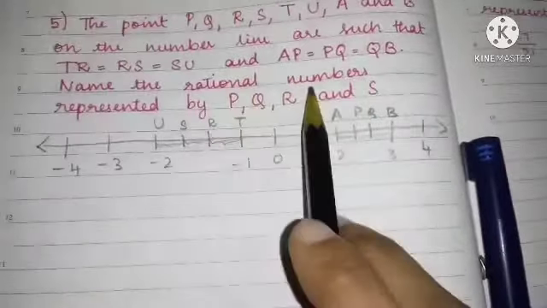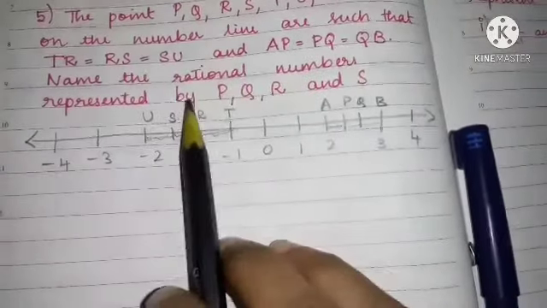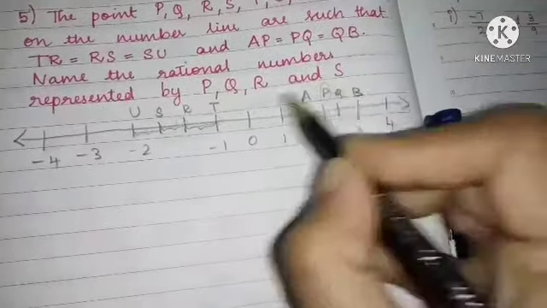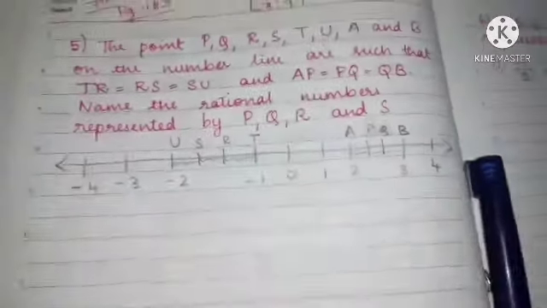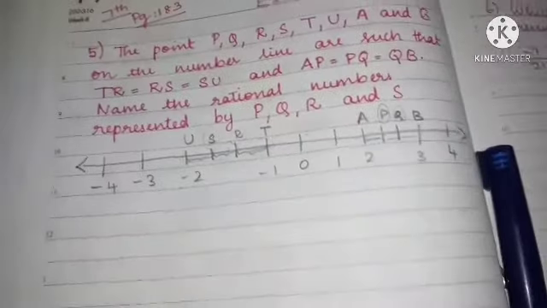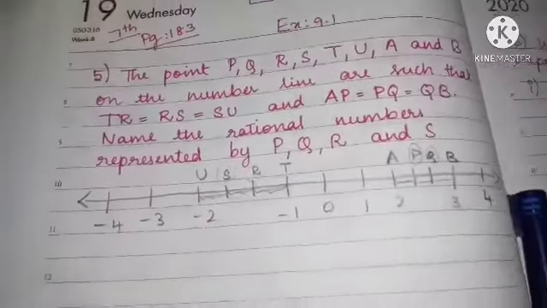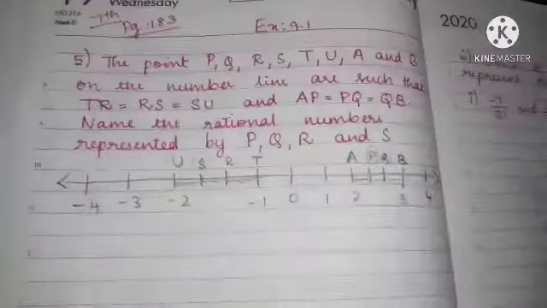Name the rational numbers represented by P, Q, R, S. So we should find the value of PQRS. Okay, we are going to find the value of the PQRS. Wait one minute.